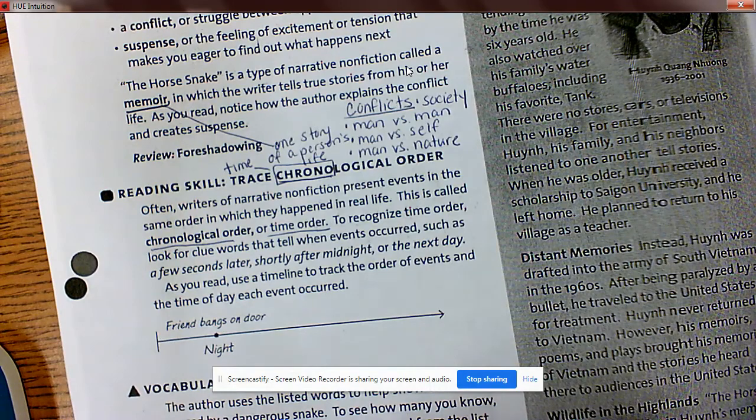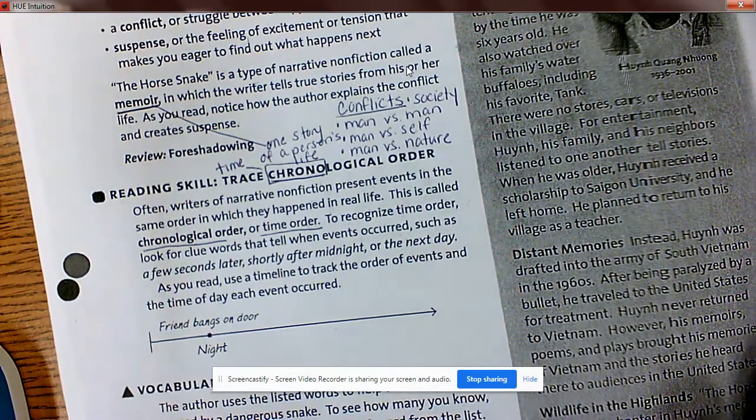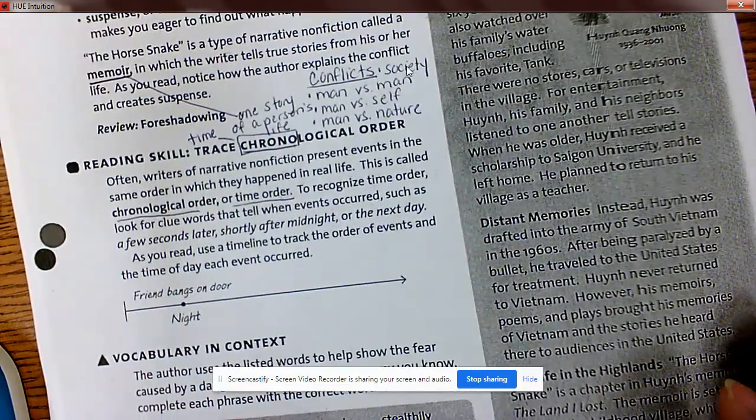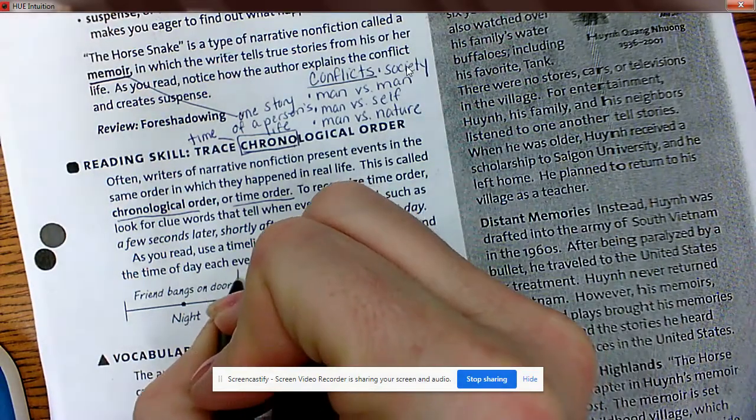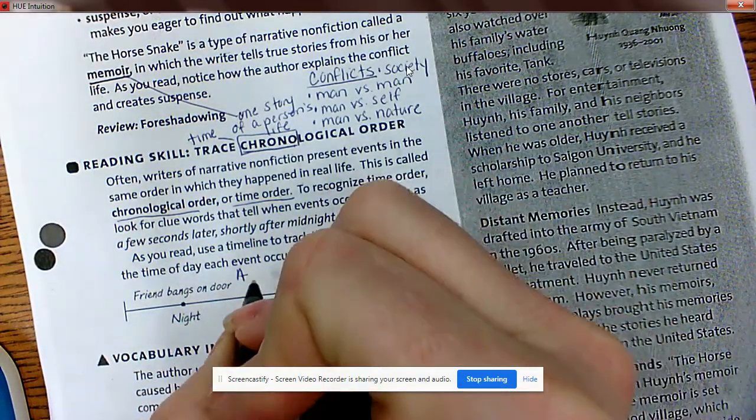To recognize time order, look for clue words that tell when events occurred, such as a few seconds later, shortly after midnight, or the next day. As you read, use a timeline to track the order of events and the time of day each event occurred. Now you don't need to use a timeline, but I do want you to use your active reading, which is marking it up.